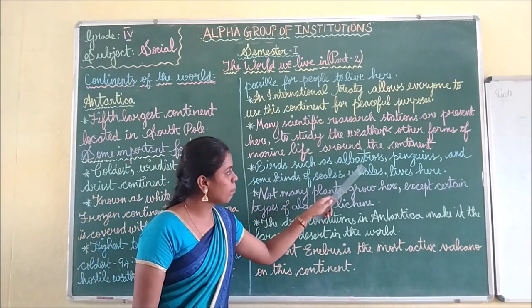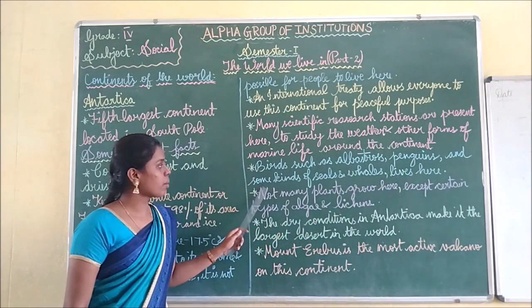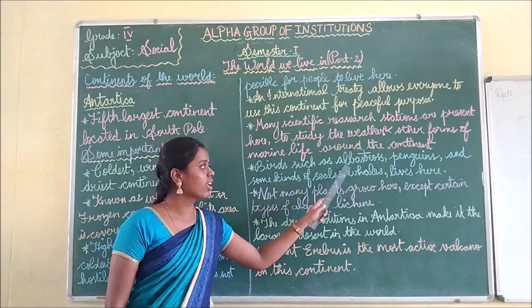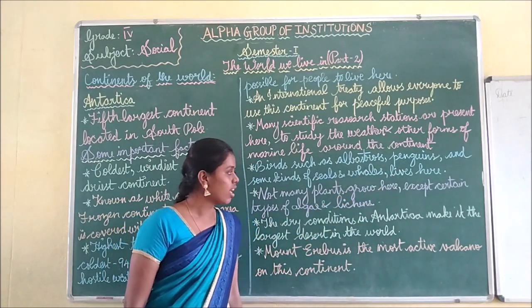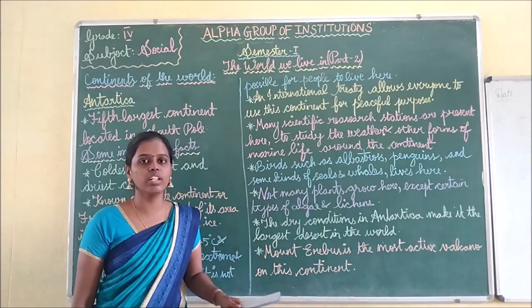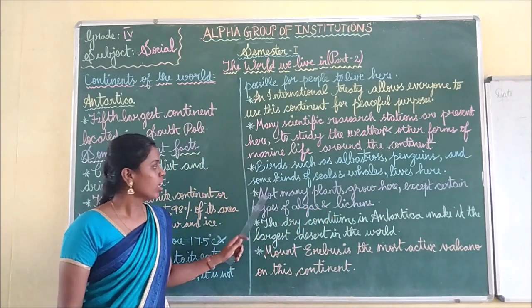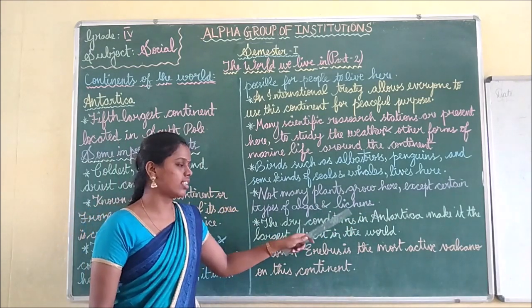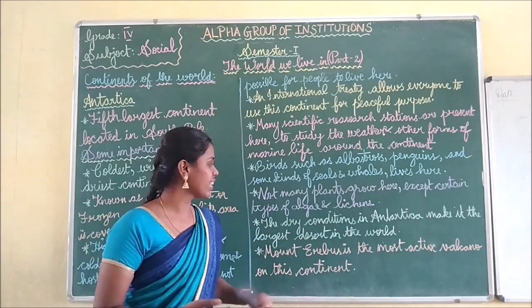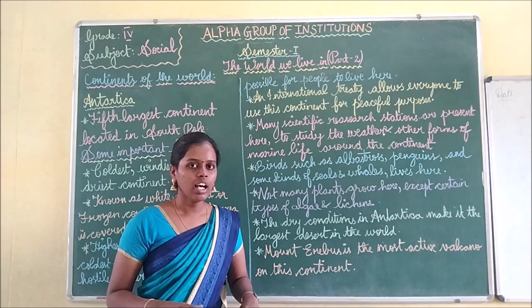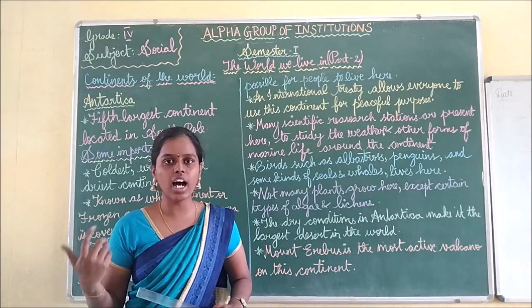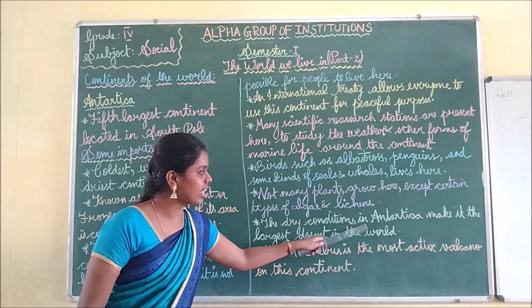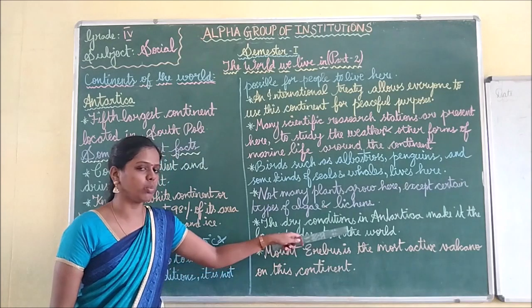Then birds such as albatross, penguins and some kinds of seals and whales live here. So, what are all the birds that live here? Albatross and penguins, and some of the seals and whales also live under the water here. Not many plants grow here except certain types of algae and lichens. So, small plants like algae and lichens only grow here. Plants that are growing in our land will not grow in Antarctica. The dry conditions in Antarctica make it the largest desert in the world.